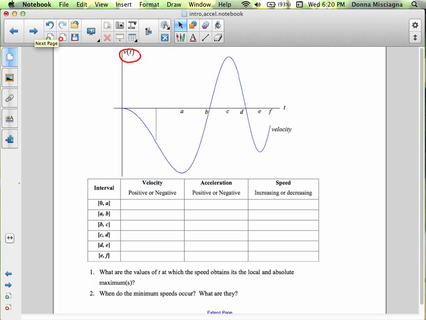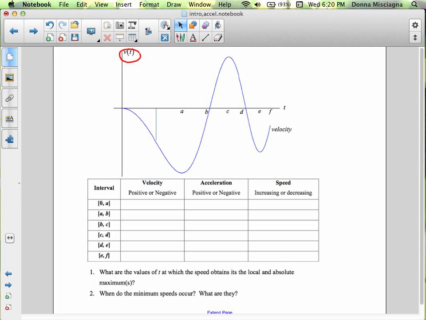Because if you're thinking this is position, you're going to answer one way. But this is not position, this is velocity. Okay, so for velocity, we have here the graph of velocity. That means that the values, or y values, are the velocity of the object, right? It's not its position, it's velocity. All right, so now we're going to evaluate this on these different intervals, and this should be in your notes.